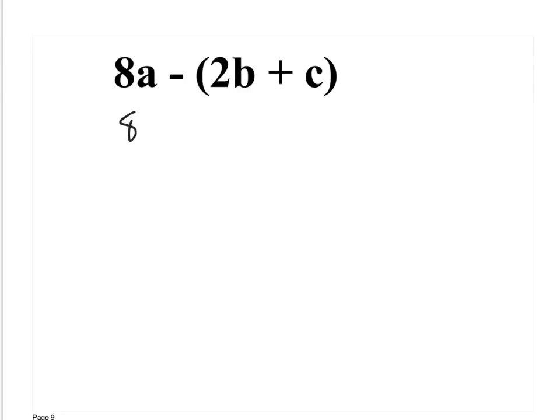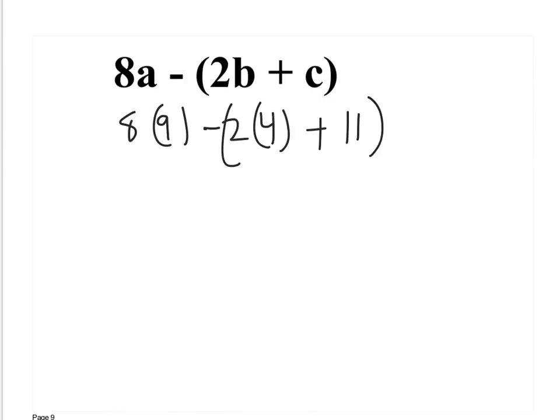All right, so my first step is always to replace the letters with the numbers that I have. A was 9. B was 4. And C was 11, right? So I work out grouping symbols first. So I go over here, I work out everything inside here before I can do anything else. So I have multiplication and I have addition. So I'm going to do 2 times 4. What is 2 times 4? 8. What is 8 plus 11?